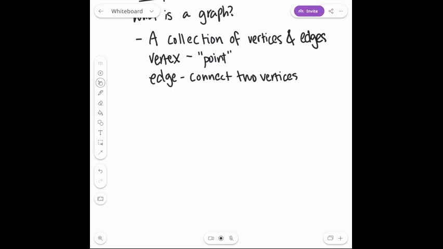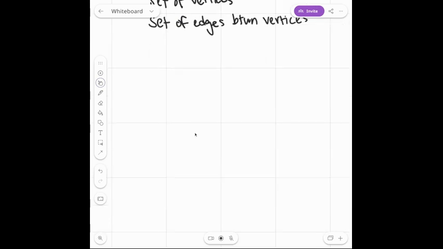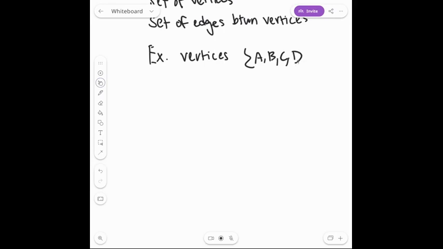So the precise way to define a graph is to say it consists of a set of vertices, like some vertices which you give names, and the set of edges between these vertices. Not every two vertices have to have an edge between them. For example, say we have the vertices A, B, C, and D. These are curly brackets.